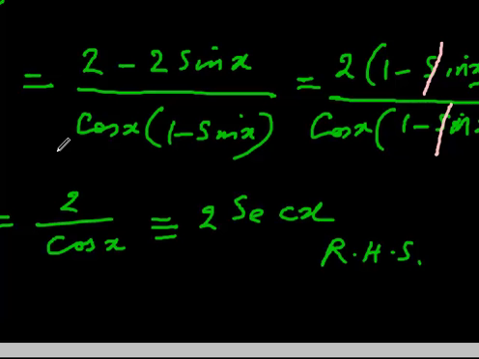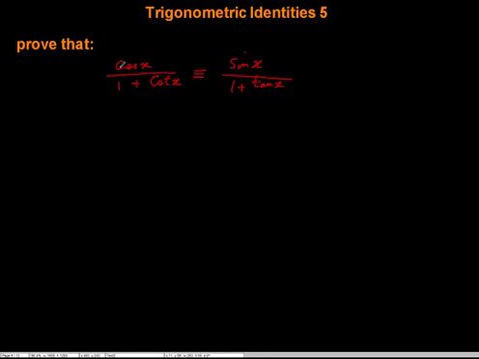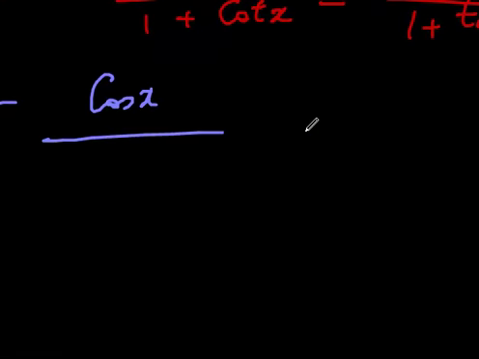Okay, now there's another question. If you look at this question, I need to prove cos of x over 1 plus cot x equals sin x over 1 plus tan x. Now in this case you can actually make a start from any side. You can start from this side or you can start from this side. Let's make a start from the left hand side.